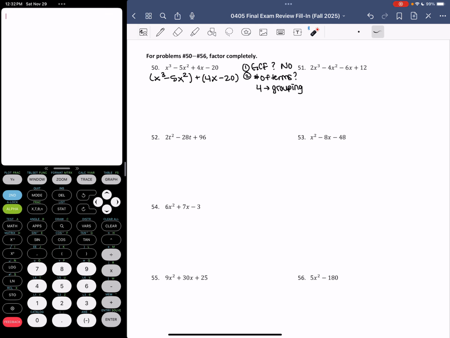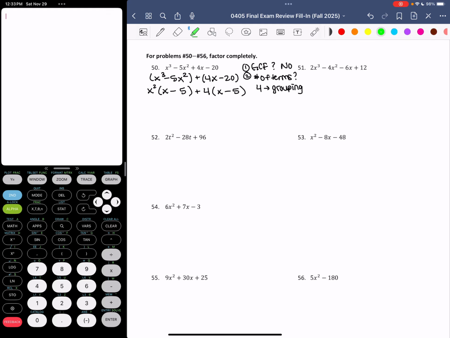All we've done is throw some parentheses in here. So now I'm going to look for my GCF of the first group. And in this case, that's going to be x to the 2nd power. So that's going to leave me with x minus 5. Then for my second group, put my plus sign there again, 4 and 20 can both be divided by 4, so I'm going to factor that out, and that's going to leave me with x minus 5.